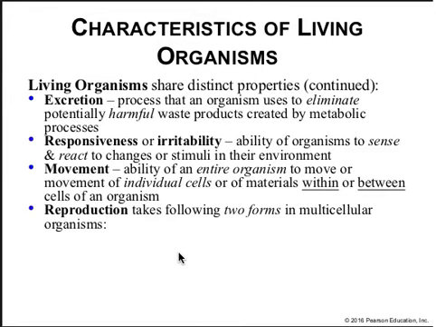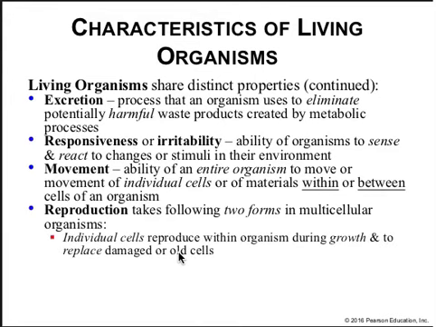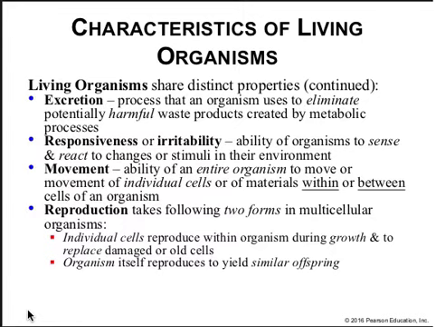Reproduction takes the form of either individual cells reproducing within an organism, and that's to replace damaged or old cells. This process is known as mitosis in the human system and in eukaryotic systems. The organism itself can reproduce to yield similar offspring, and we are sexually reproducing organisms, which means that the male and the female generate specialized sex cells that are called gametes.